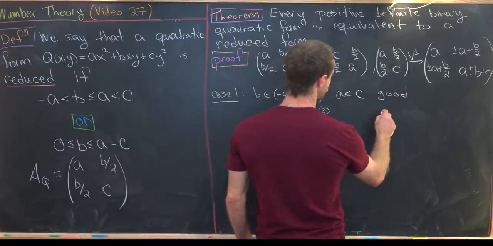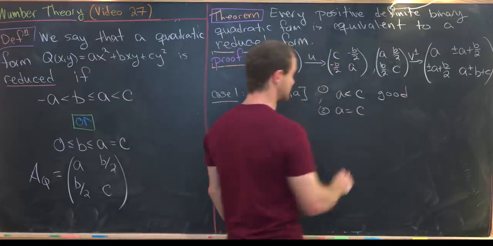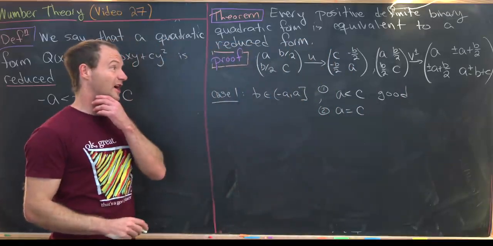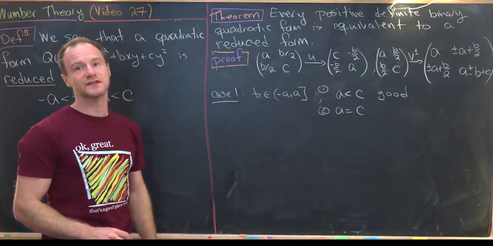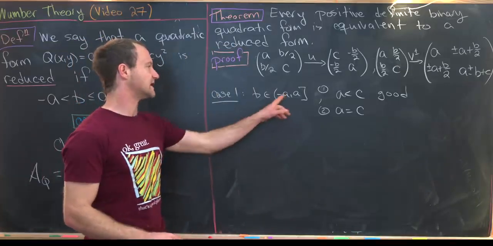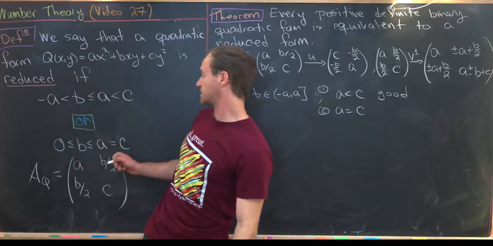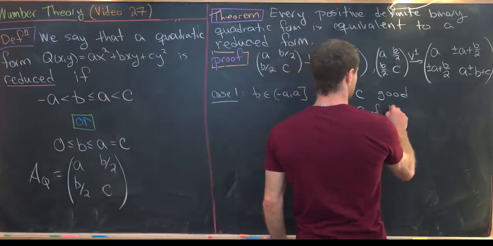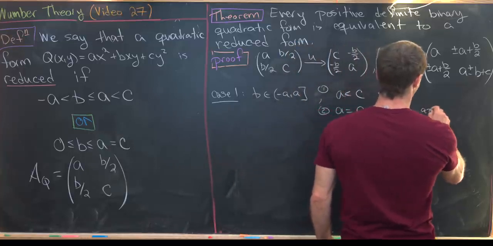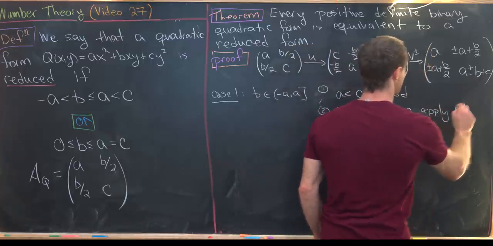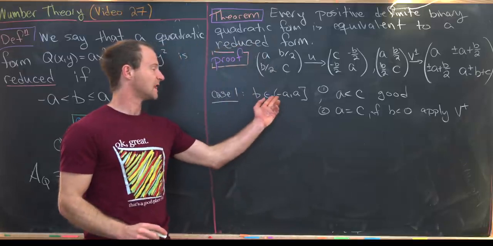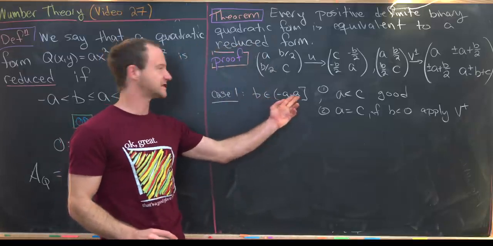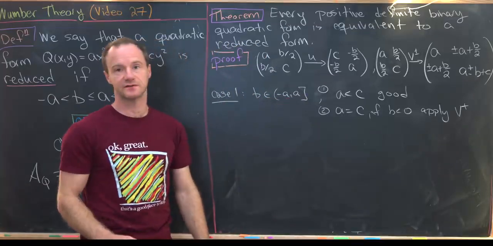And then part two, if A is equal to C, then we're not good. So if A equals C, we might be good. If B is positive, then we're good to go by this rule over here. But if B is negative, so let's write that down. If B is less than 0, what we'll do is apply V plus once. And that'll take something from the negative part of this interval to the positive part of this interval.